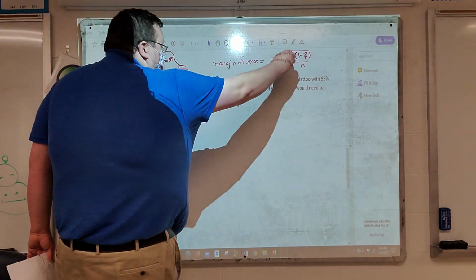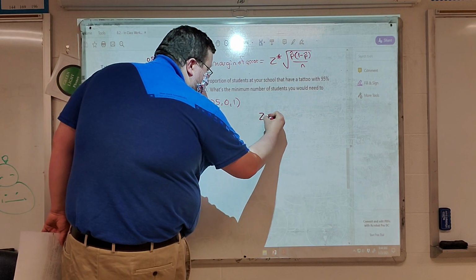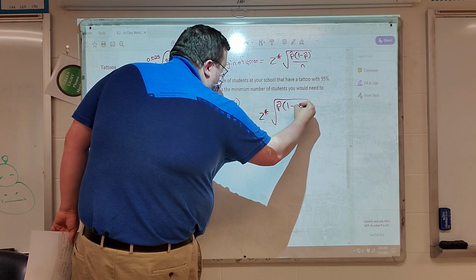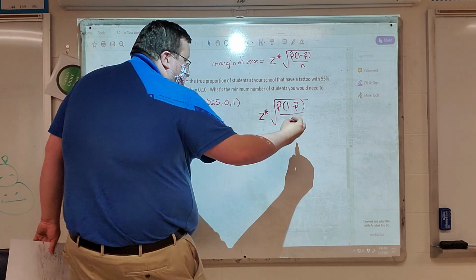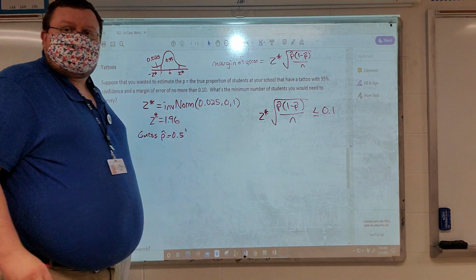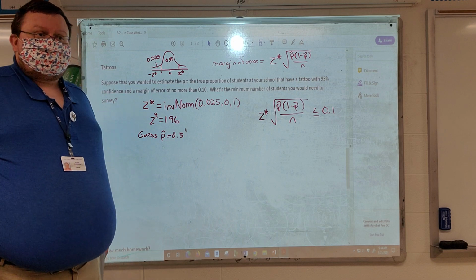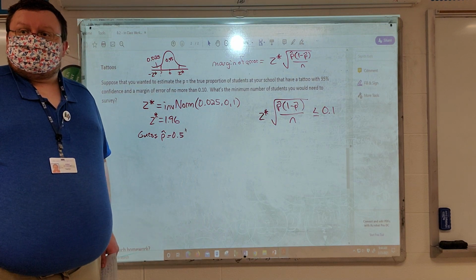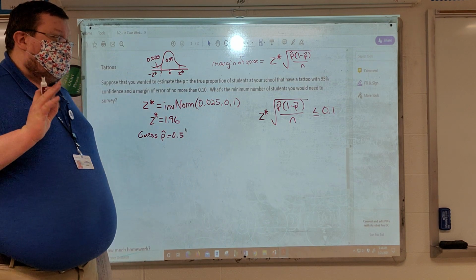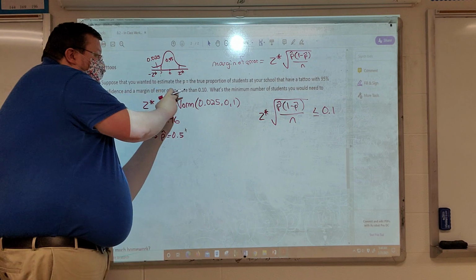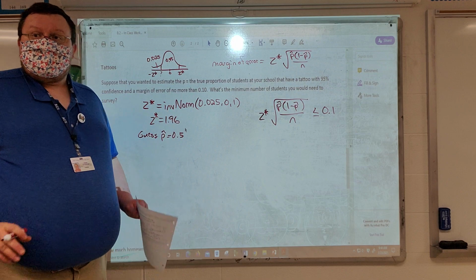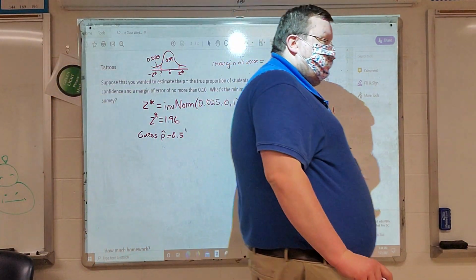So our margin of error is our z star times the square root of p hat times 1 minus p hat all over n. This margin of error, we want it to be no more than 0.1, so we want it to be less than or equal to 0.1. No more than 0.1 means it can equal 0.1, but not be greater than that. So we use less than or equal to 0.1.